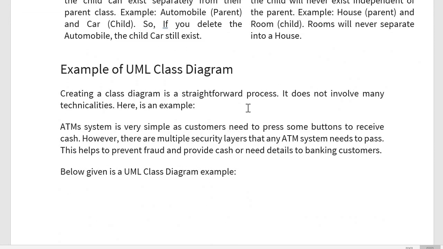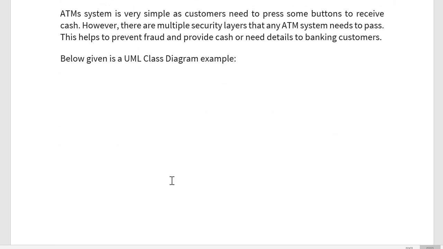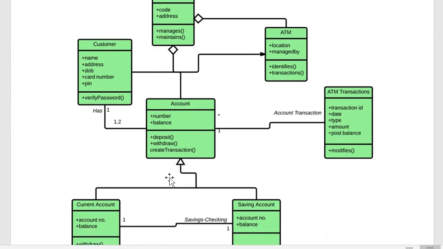Next, we are going to see one example of creating a UML class diagram. Creating a class diagram is a straightforward process. It does not involve many technicalities. Here is an example. An ATM system is very simple, as customers only need to press some buttons to receive cash. However, there are multiple security layers that any system needs to pass. Below is a UML class diagram example.